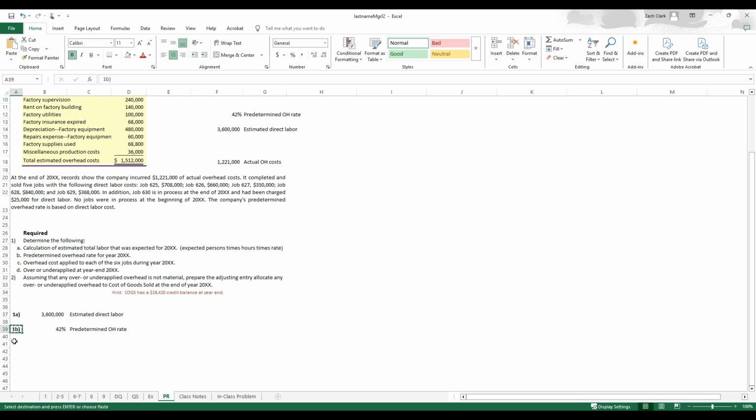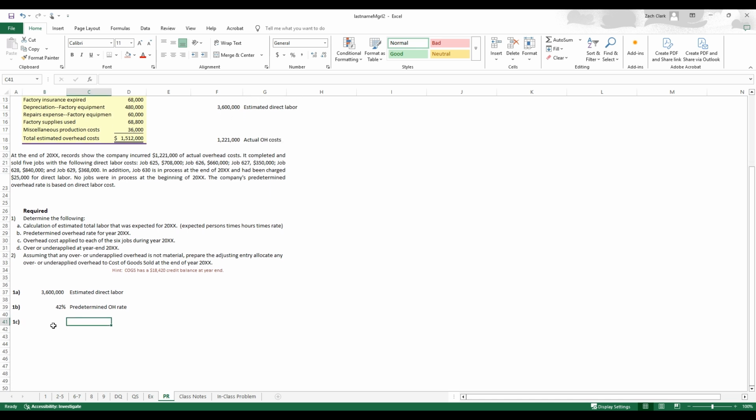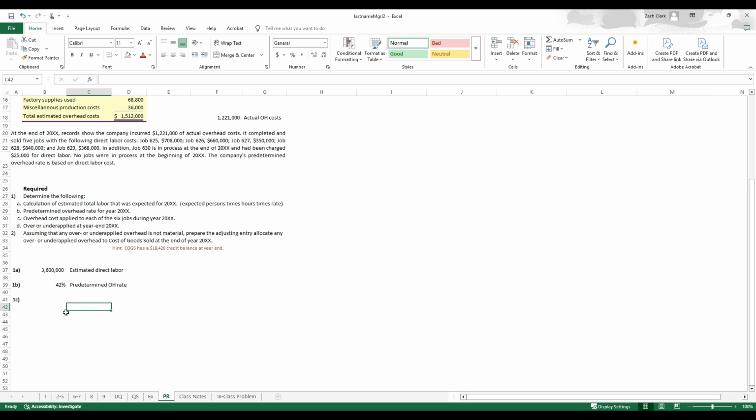Okay. And what do we got? 1C. So I'm just double clicking in there too, by the way, and you can move your cursor back and forth and change the B to a C, etc. Okay, so this asks us overhead cost applied to each of the 6 jobs during the year. Okay, so now we got to do a little bit of extra work, right, that we didn't do above. So let's create a little table here to track this information.